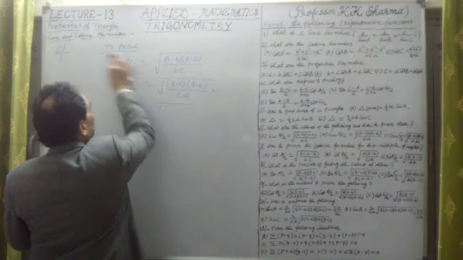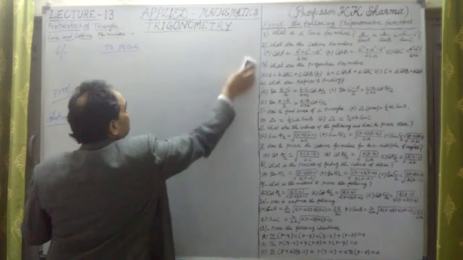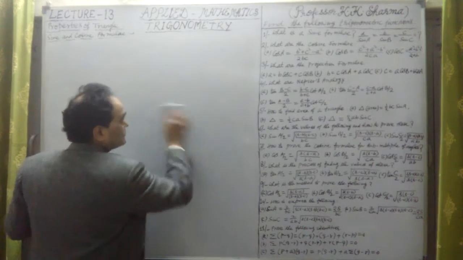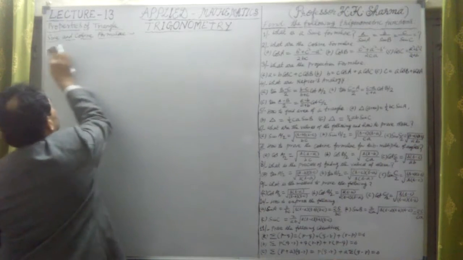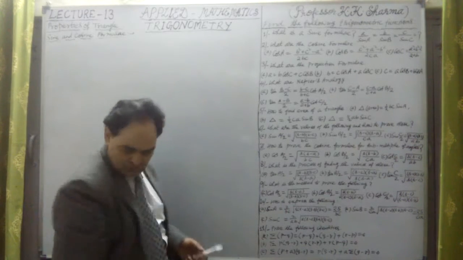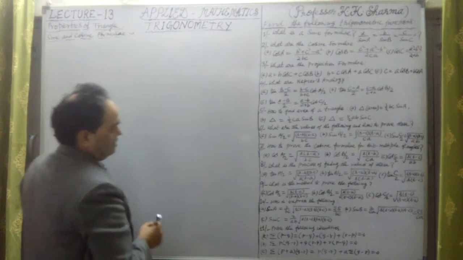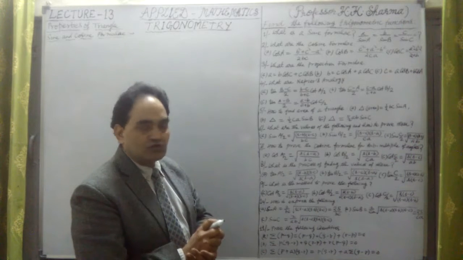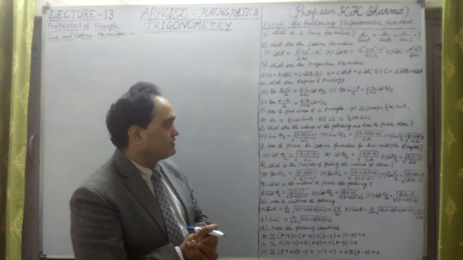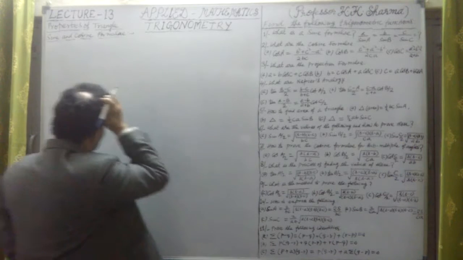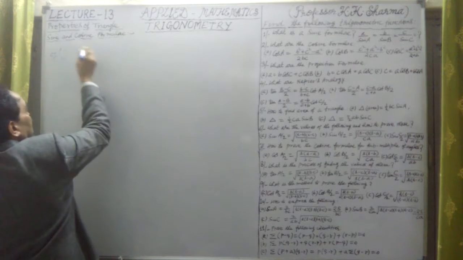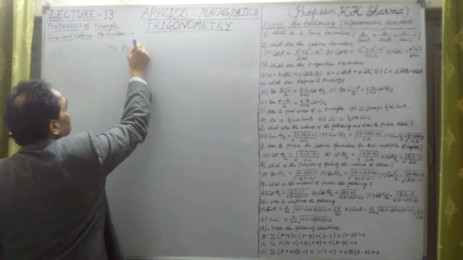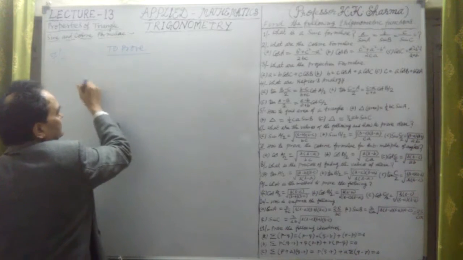Let me take question number 7 now. Question 7 is of what kind? Let me check it. Question number 7. Again, how to prove cosine formulae for half angles. This is question number 7 of this kind.